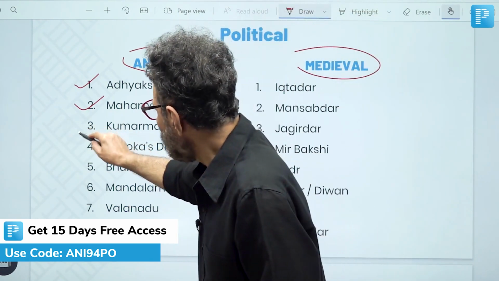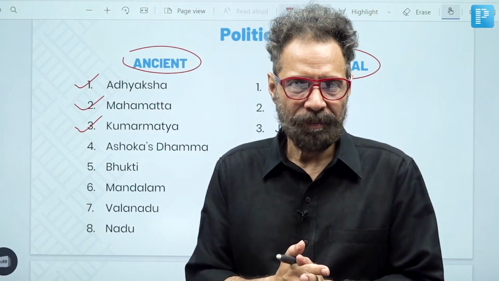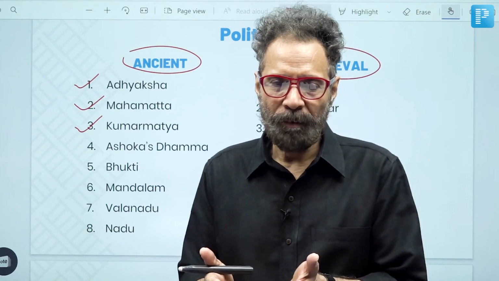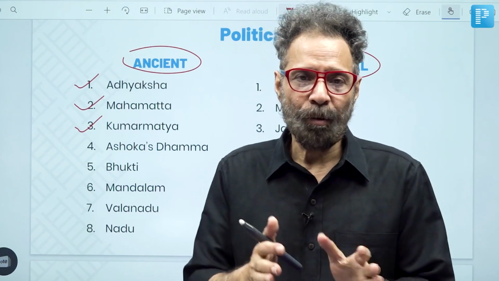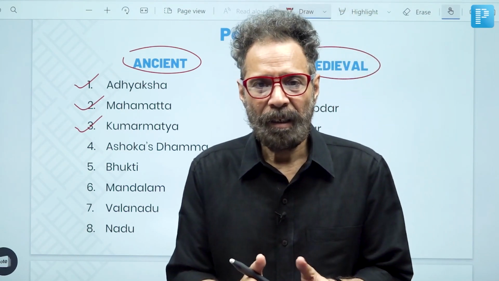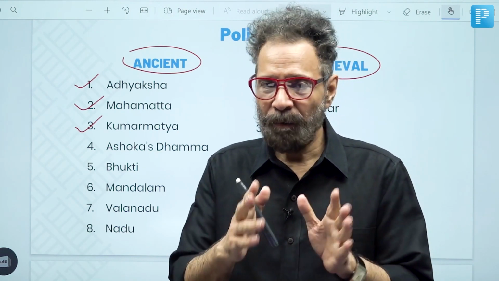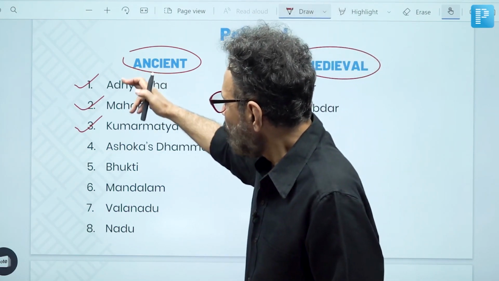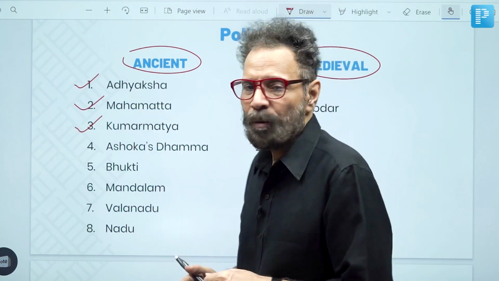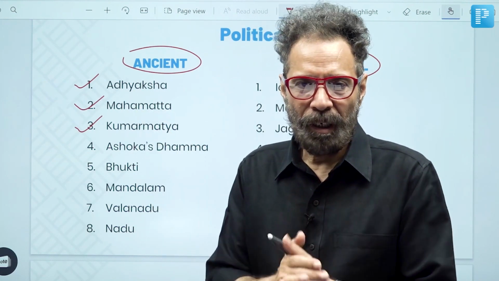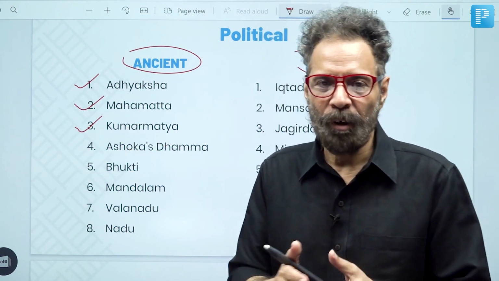The third term, Kumaramati. This was also an official cadre, a high-ranking one, associated with the Gupta political system, and they were also deployed in various offices. So the difference between the first two on the one hand and the third on the other is that the first and second were part of the Mauryan political system and the third was part of the Gupta political system.